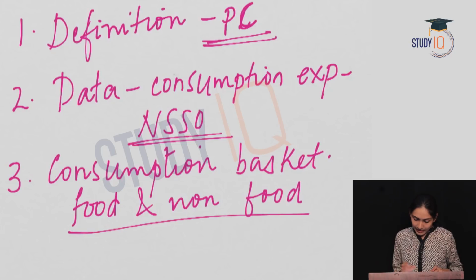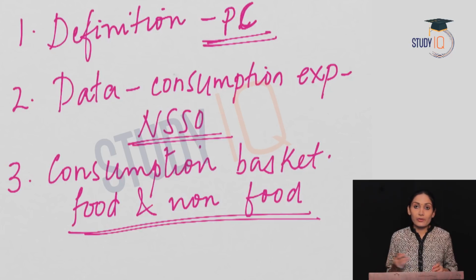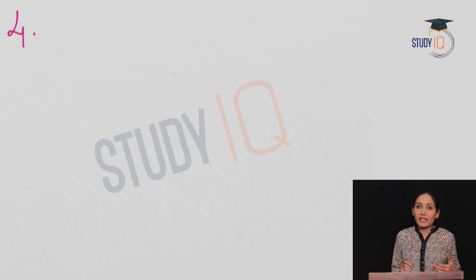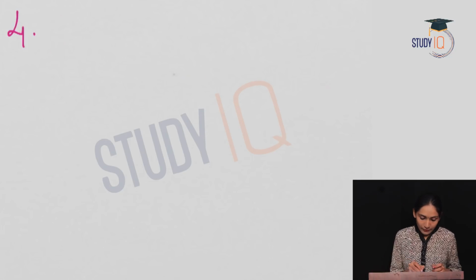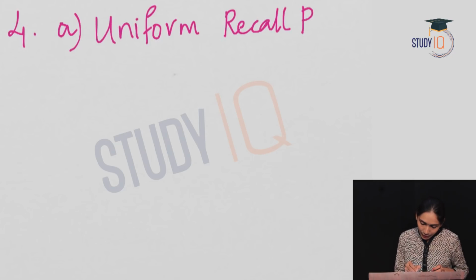So, this will contain food and non-food items which are used by the NSSO for the survey in consumption expenditure. The consumption expenditure survey done by the NSSO can be of different types. Let us see what are the methods by which the NSSO can conduct the survey. The first method is uniform recall period.